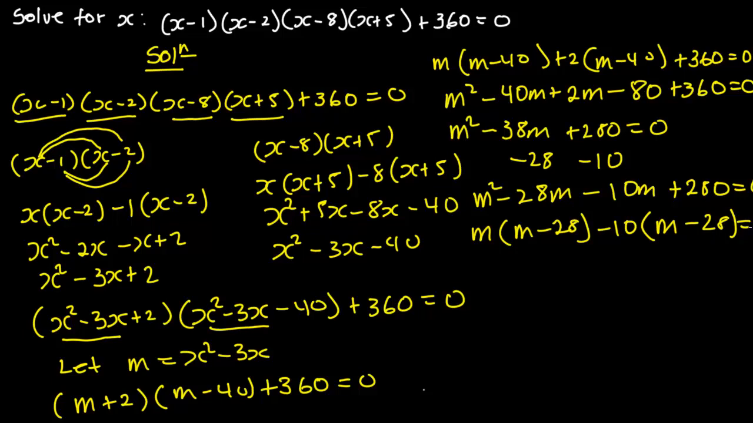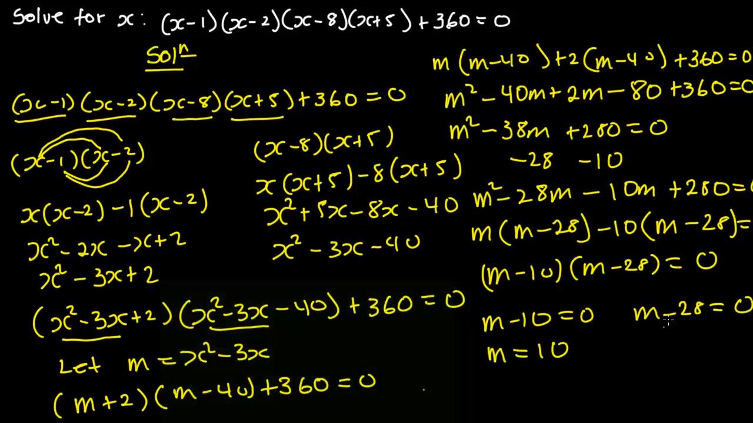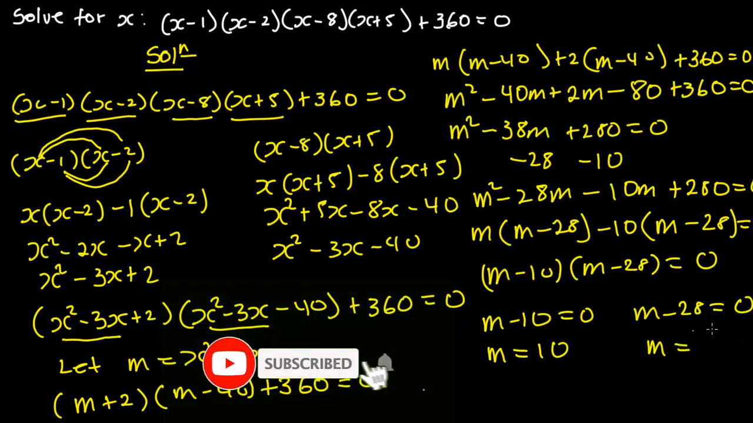So this will be equal to 0. Now from here we are going to have (m - 10)(m - 28) = 0. Now we have two factors, so it's either m - 10 = 0 or m - 28 = 0, or both of them will be equal to 0. And so we are going to have m = 10 and then m = 28.